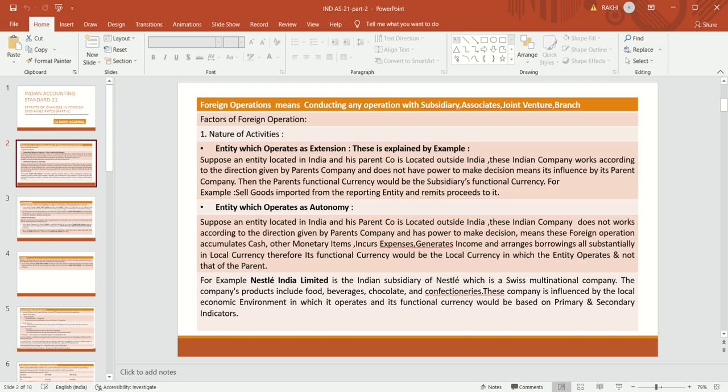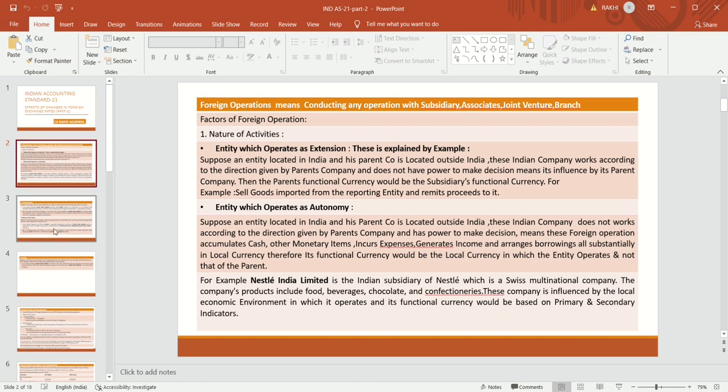The company's products are foods, beverages, chocolates and confectionaries. Nestle India Limited is not influenced by its parent company, the Swiss multinational company Nestle. It is influenced by its local currency and by the local economic environment in which it operates, and therefore its functional currency would be the rupee and not that of its parent company.